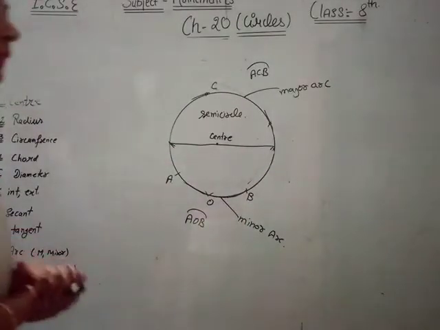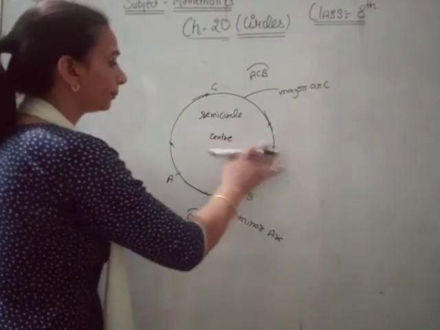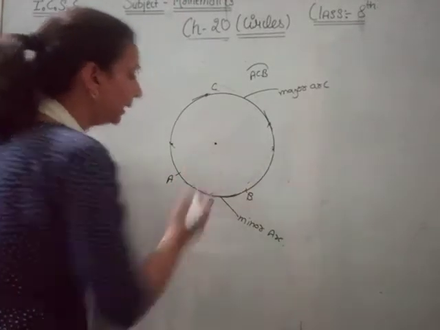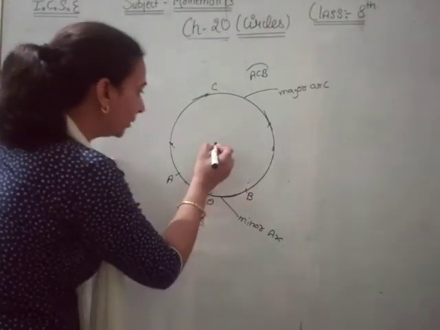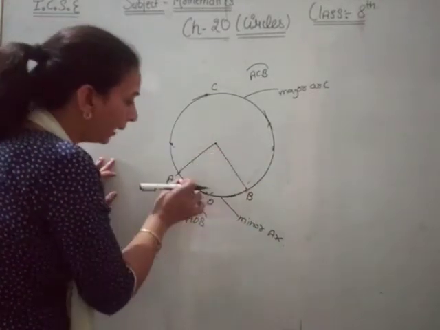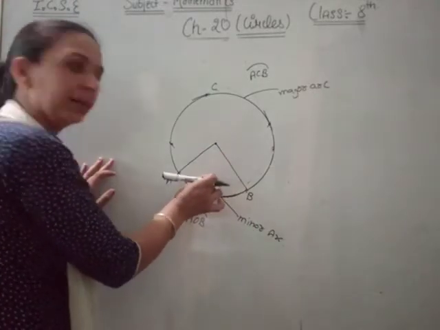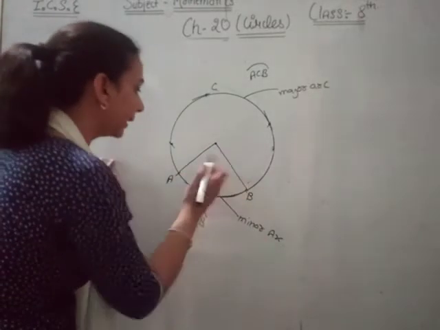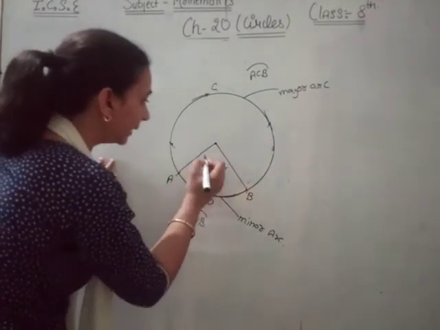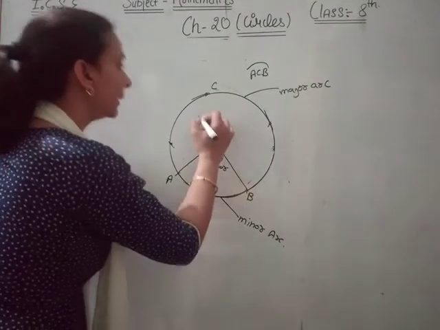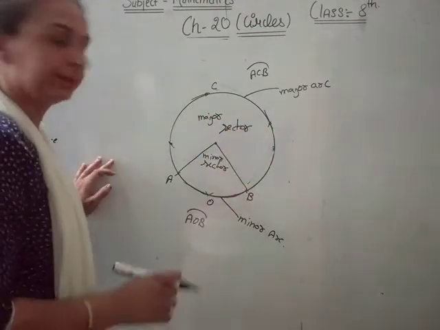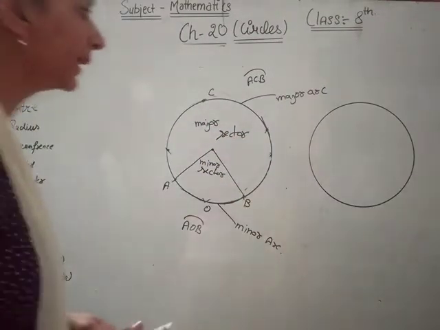Next is a sector. Student, what is a sector? A sector is enclosed between an arc and two radii: these two radii and one arc. A sector is enclosed by one arc and two radii. This is a sector, and this is smallest and this is greatest, so this is the minor sector and this is the major sector.